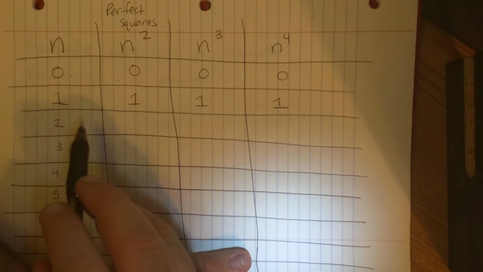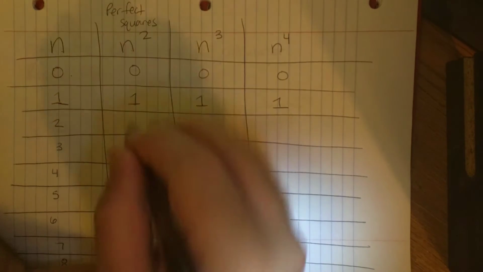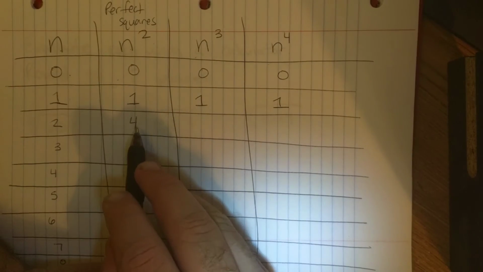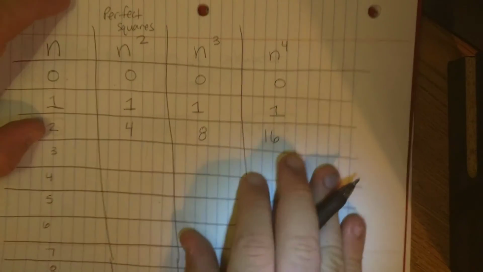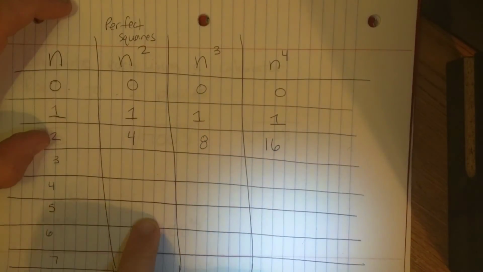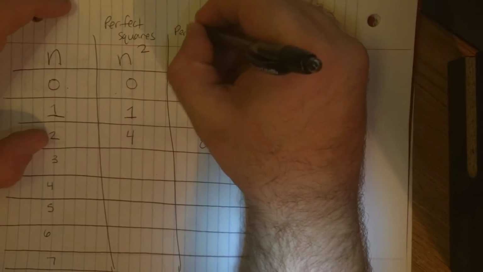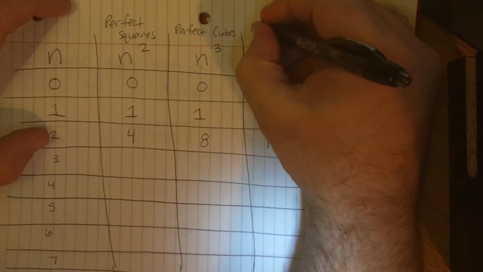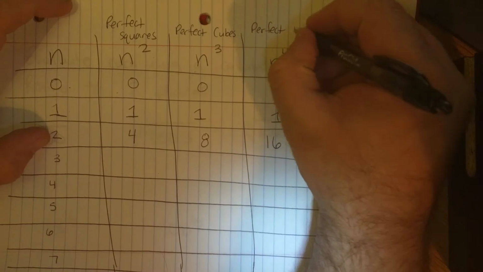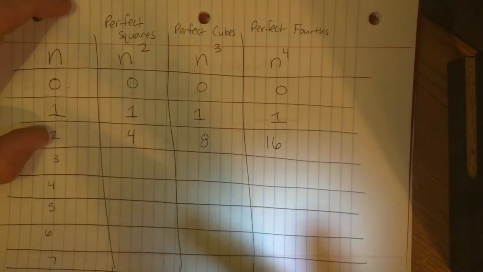But let's see what happens when we do 2. Well, n squared would give us 2 times 2, which is 4. 4 times another 2 is 8. And then I would have 16 here. So I just want to go back real quick. We call this column perfect squares. This is the ones we've seen before. Actually, we've also seen perfect cubes. That should not be new as well. But we also have what's called perfect fourths. You can have perfect fifths, perfect sixths, and so on.